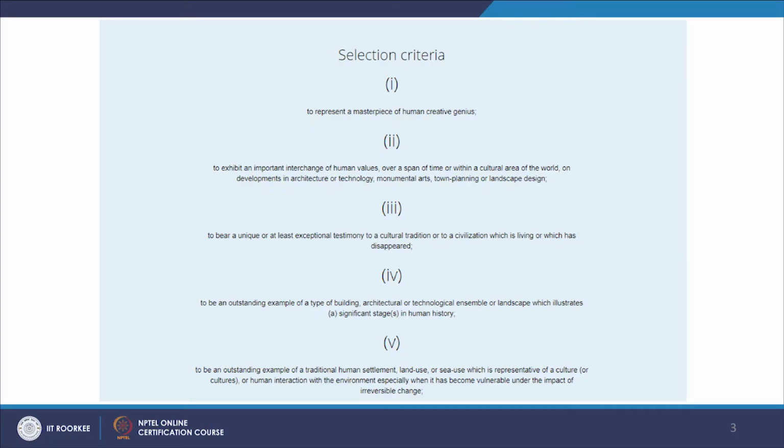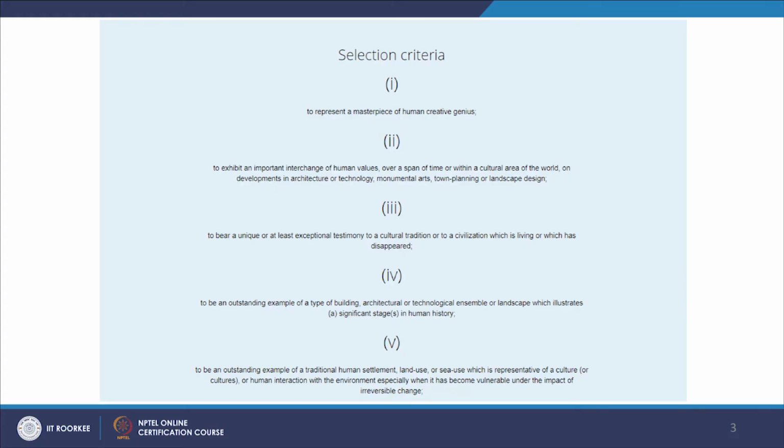For instance, the representation of a masterpiece of human creative genius, the important interchange of human values over a span of time or within a cultural area of the world, and developments of architecture and technology. Like this, there is a series of 10 criteria laid out. We also talk about bearing a unique or at least exceptional testimony to a cultural tradition or a civilization, the architectural or technological ensemble, and the outstanding example of a traditional human settlement, land use, or urban planning.